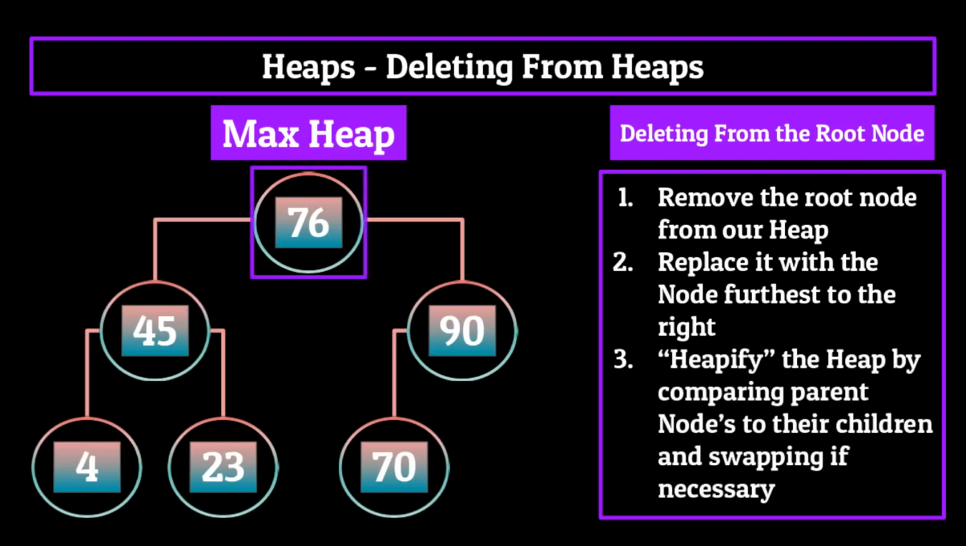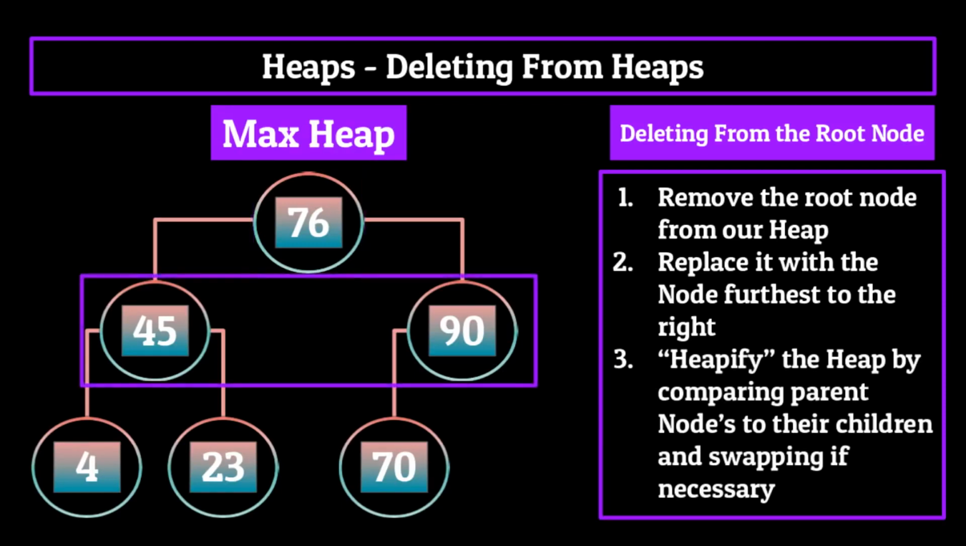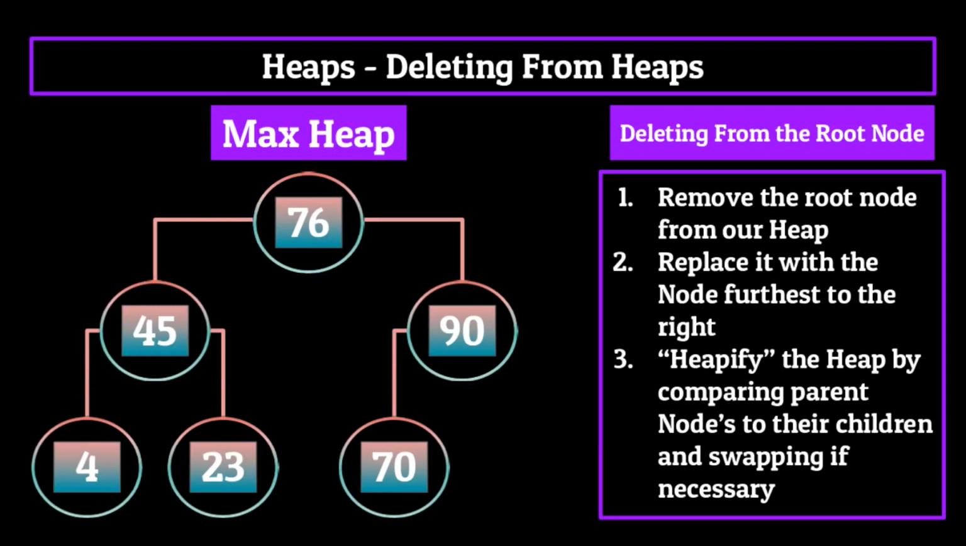We start with the root node and compare it to its children to see if we need to swap any values. So for the 76 node, we compare it to its 2 child nodes, and since 76 is less than 90, we end up swapping those too. Then we wash, rinse, repeat for every subtree that we have.